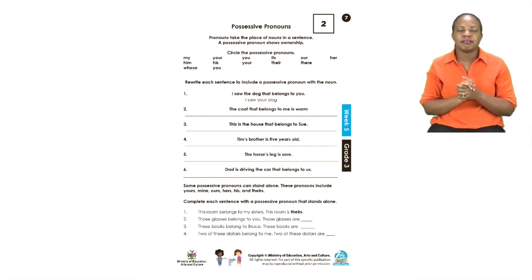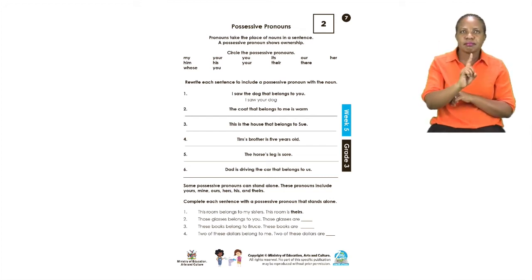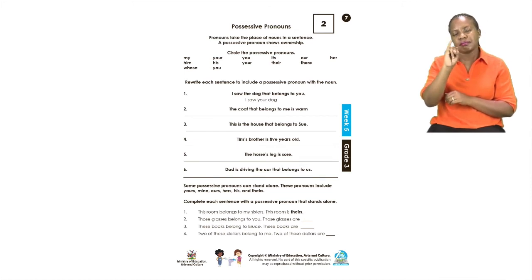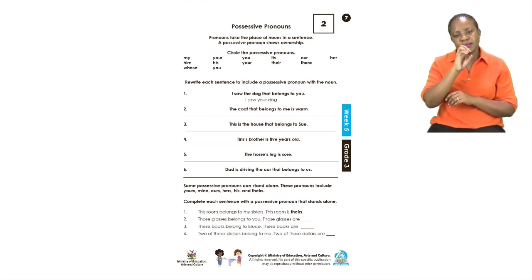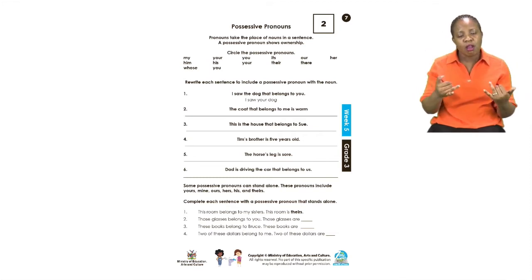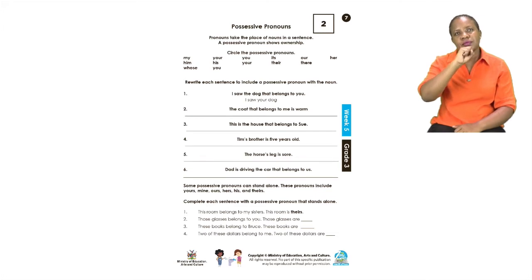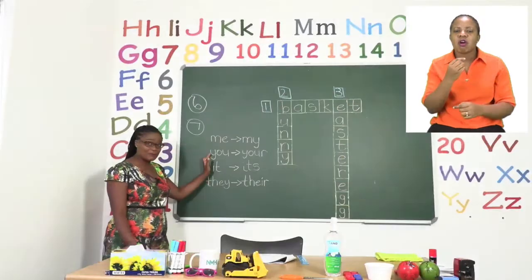Page 7 is now talking about possessive pronouns. Now, I know we have talked about pronouns before because we said a pronoun is a word that takes the place of a noun in a sentence. But a possessive pronoun has a different job. The job of a possessive pronoun is to show who owns the thing. So we have some possessive pronouns just below. But before we circle any possessive pronouns, I need to show you how a pronoun becomes a possessive pronoun. Let's take a look at the board.